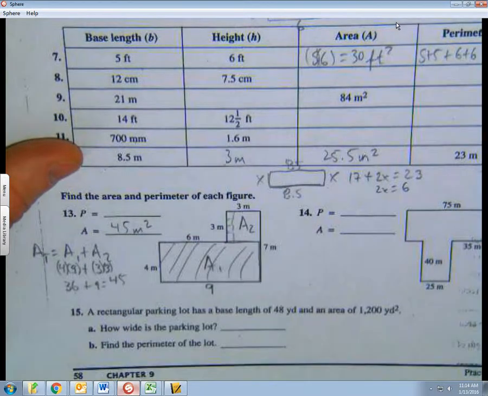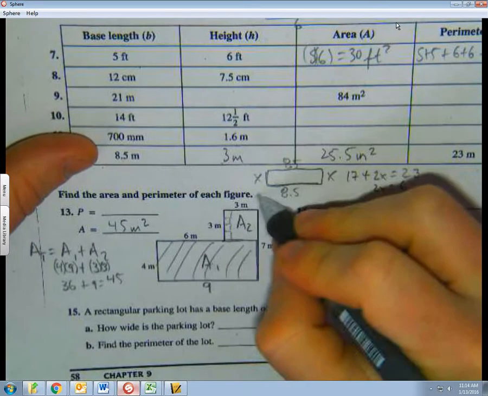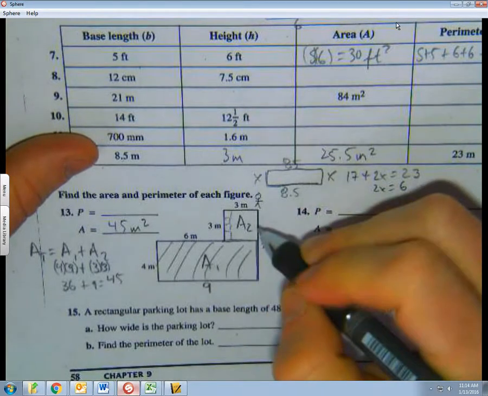Now perimeter, and we talked about this yesterday, an easy way for me to think about it: I'm this person, I'm going to walk all the way along the outside.